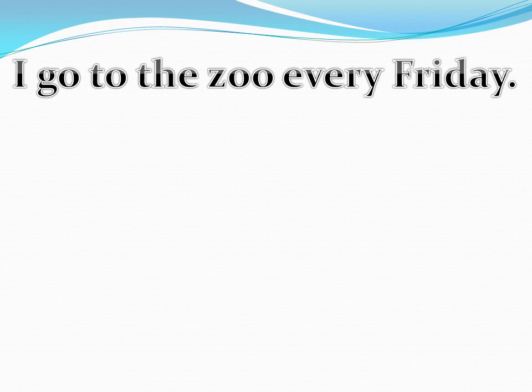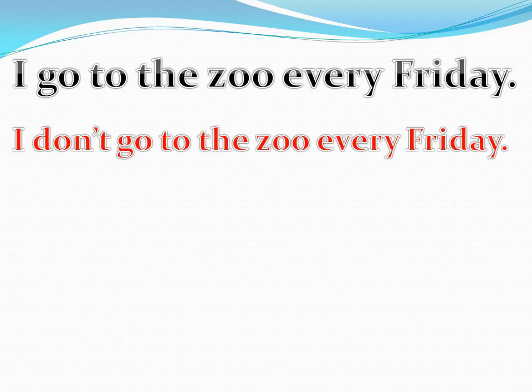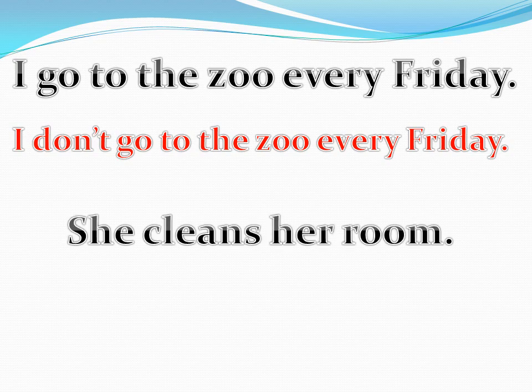Excellent, do. So the sentence will be: I don't go to the zoo every Friday. Another sentence: she cleans her room. If I want to use not here, what would I do? Here we have she, and she is a super student, so it takes the S. What will we do here?